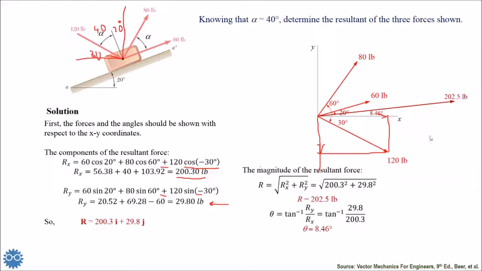Now we can show it here. Let me clean up the screen. So here we see the resultant, I used the long vector in order to express the value of 205 with respect to the other values, and we have the angle 8.46 degrees, and this is the solution of this problem.